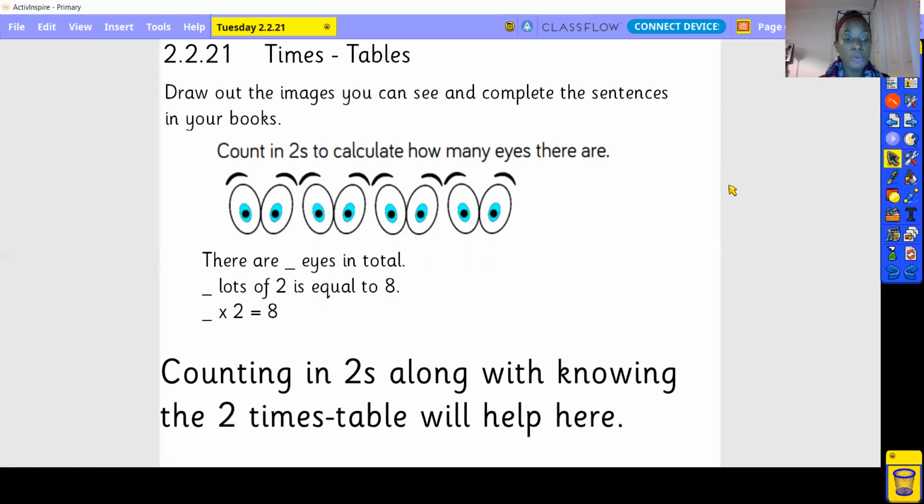Counting in twos along with knowing the times table will help you here. Obviously, feel free to pause on the video or use the sheet, the notes, to help you. And if you are going to pause, move on to the next when you're ready.